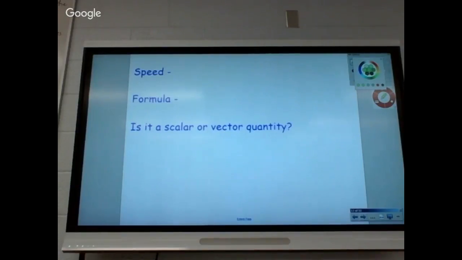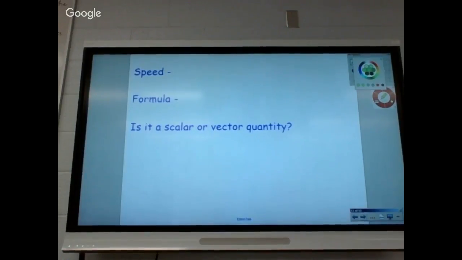All right, let's talk about speed. We've got about 15 minutes, so let's talk a little bit about it so that we can work on at least one lab tomorrow. Hopefully, we'll get started on the second lab tomorrow. Now, speed. This is a topic you should have talked about, I would think, in middle school, but I don't know who you had.